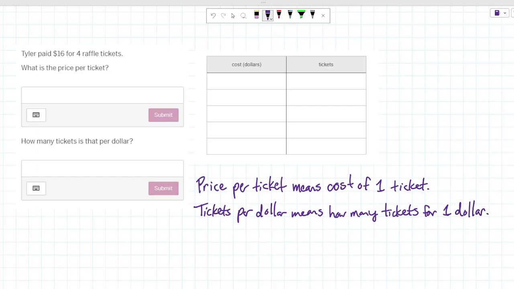So these are two different unit rates that we're going to get for one scenario. We're going to find the cost of one ticket. That would actually be the unit price, which is a specific kind of unit rate. And then the tickets per dollar, since it's the number of tickets for $1, that's another unit rate.